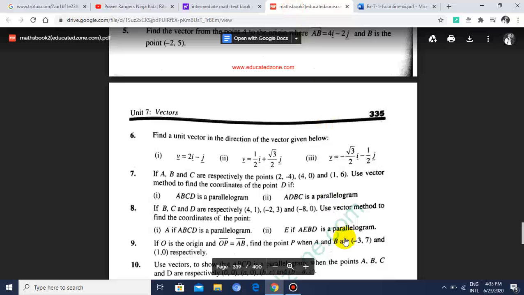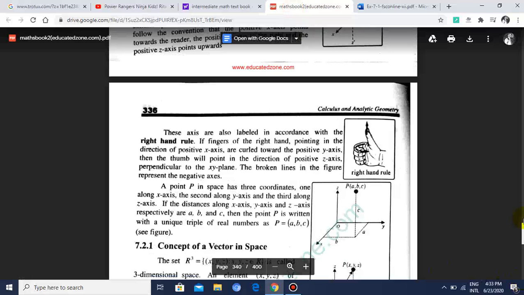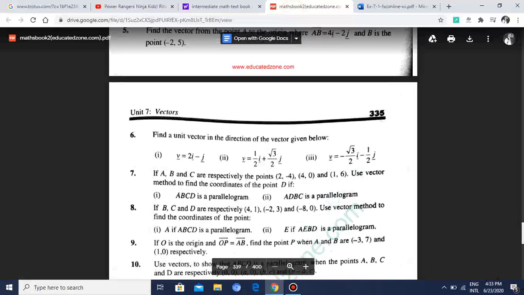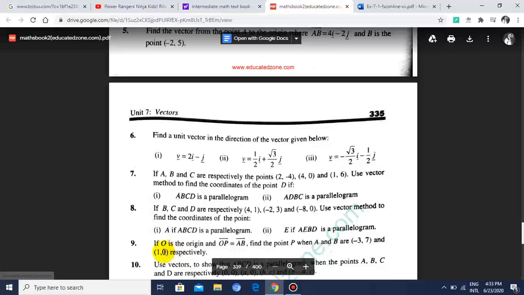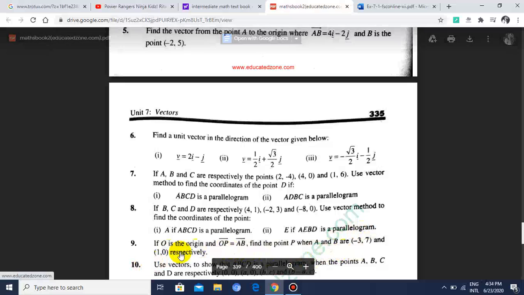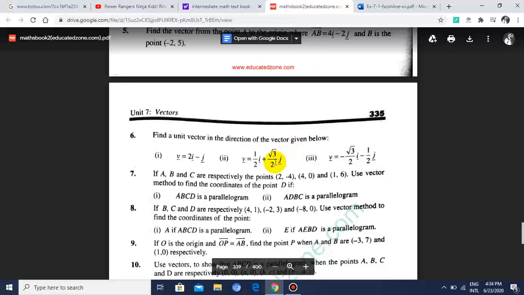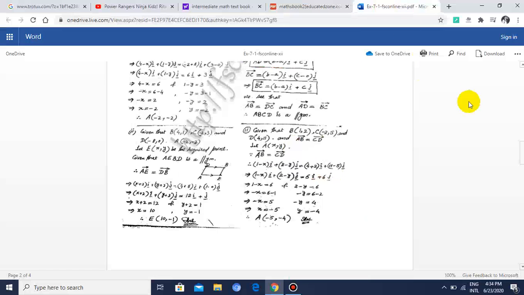Now question number 9. If O is the origin and OP is equal to AB, then find point P when A and B are these points. The points A and B are given, and the condition also is given. We have to find the coordinate of the point P.